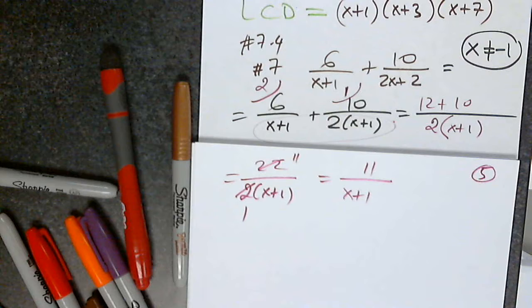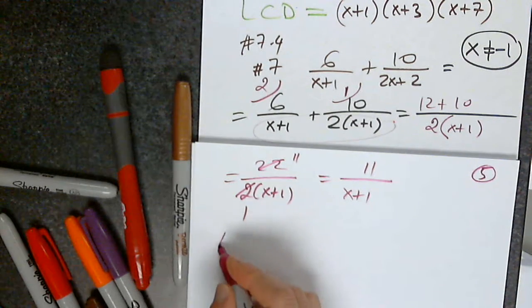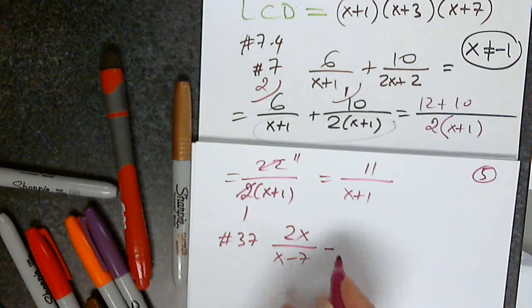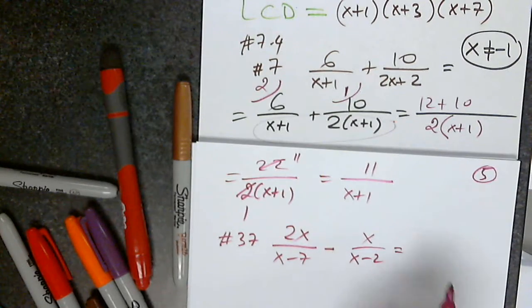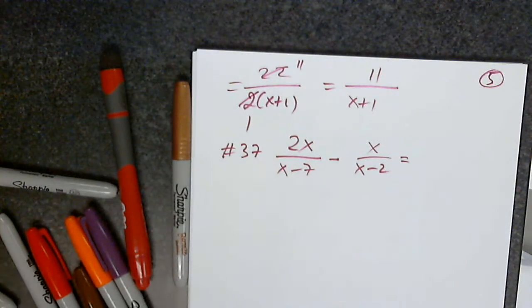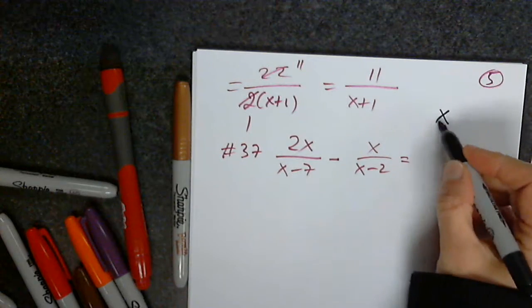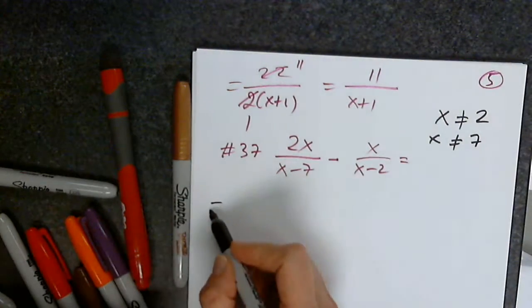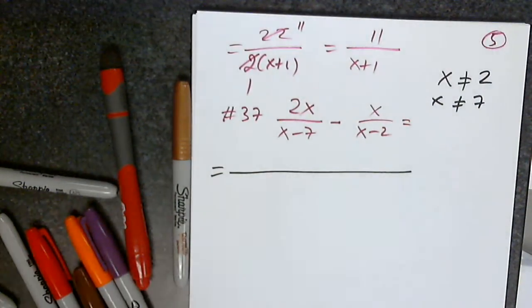Good review. Anything else? 37. Good. So in 37, we have 2x over x minus 7 minus x over x minus 2. You will give 2 restrictions, right? And they are 2 and 7, indeed. And then we'll have to find the least common denominator. All different factors have to be in the LCD.